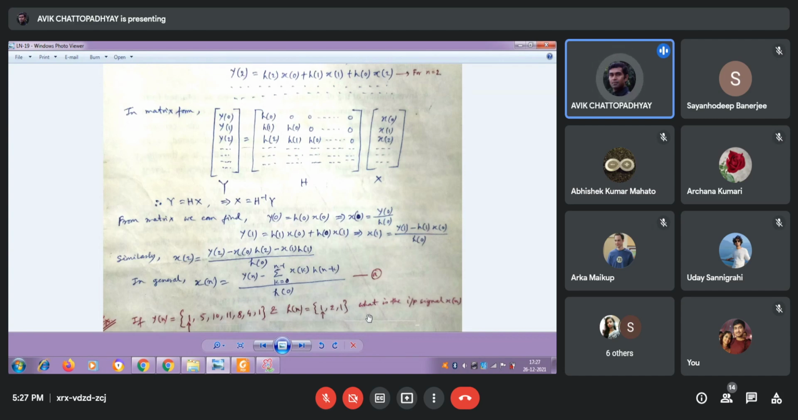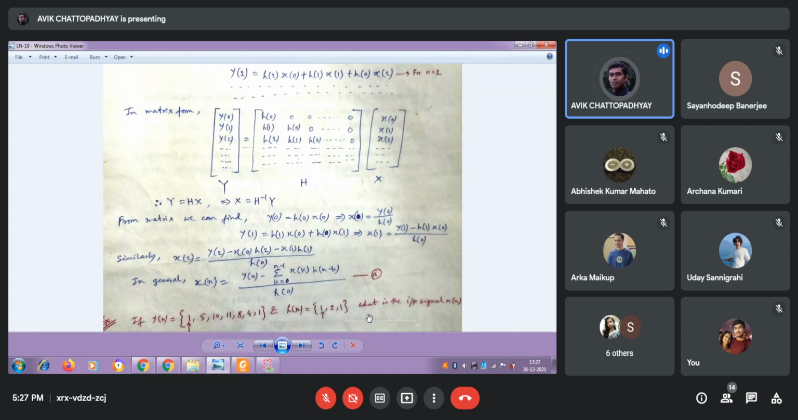What is the length of the yn? 1, 2, 3, 4, 5, 6, 7. This is the length of the output. And the length of one of the inputs, that means hn is one of the inputs actually, is 3. So we know the formula that the output should be one sample less than the summation of the length of the two individual inputs.